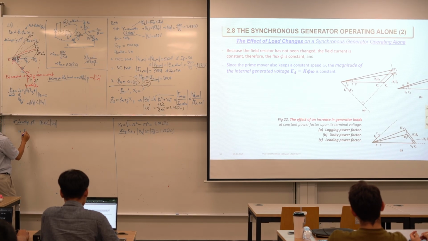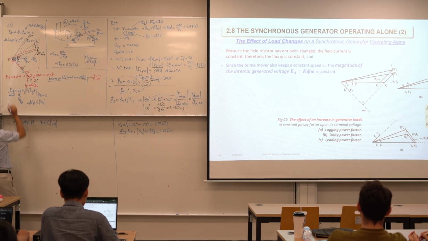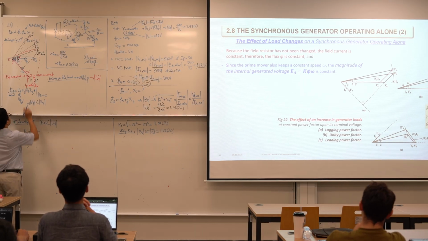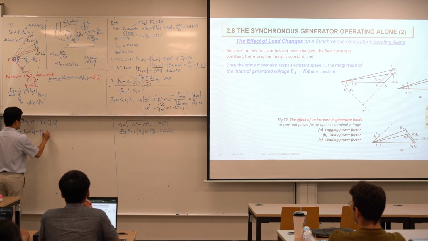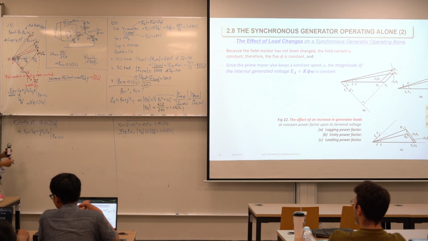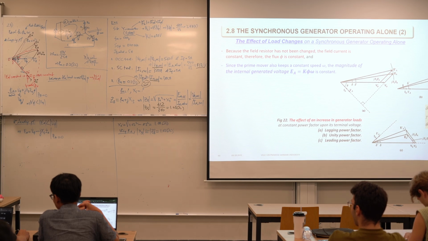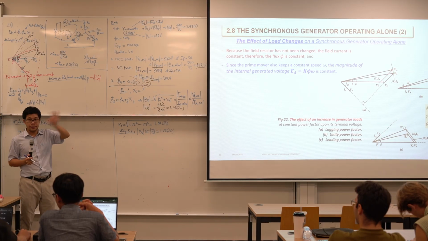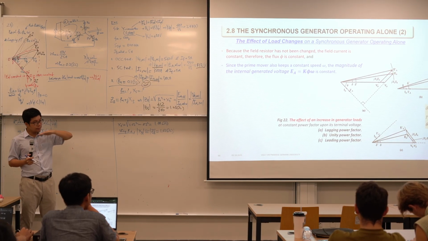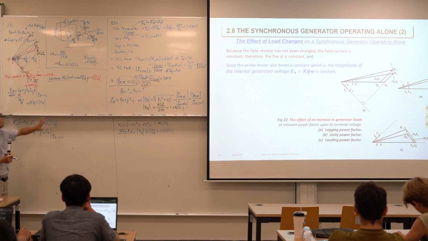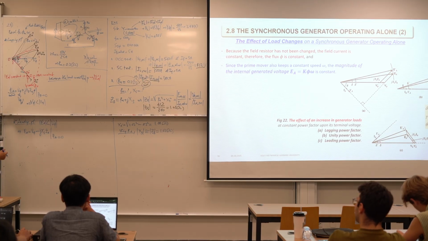So now EA is V phase minus jXS IA. We assume RA is 0. Do you agree with me? We discussed this one before. We have the comparison table for 3 cases: lagging power factors, unity power factors, and leading power factors. I hope all of you remember this one.